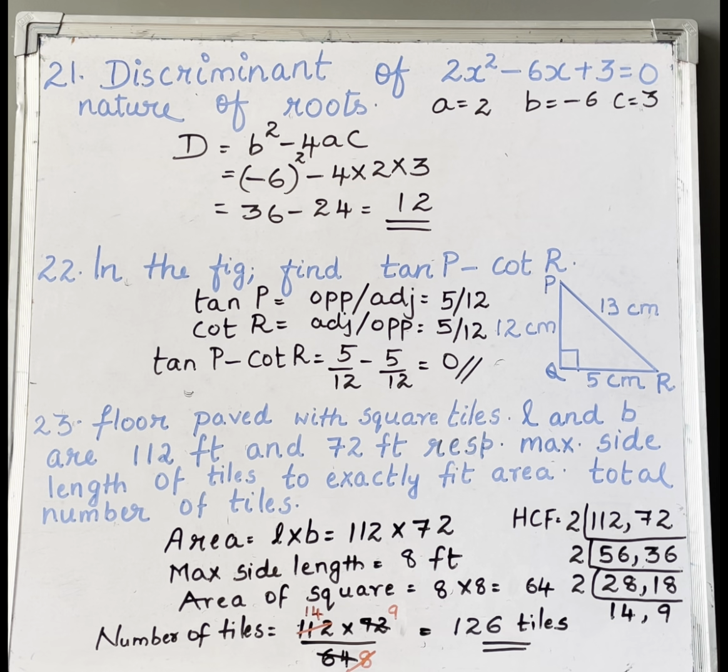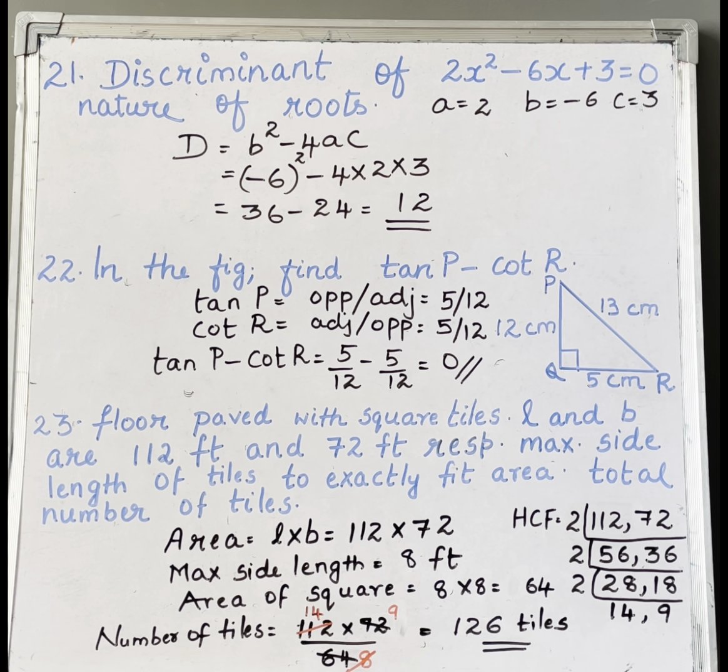Moving on to the 23rd question. A floor of an auditorium has to be paved with square tiles. The length and breadth of the floor are 112 feet and 72 feet respectively. Find the maximum side length of the tiles to exactly fit the area, and the total number of tiles.